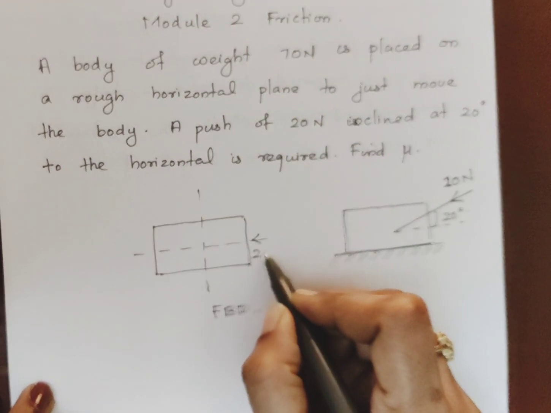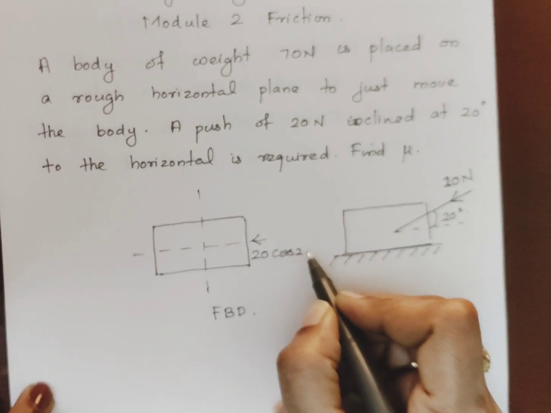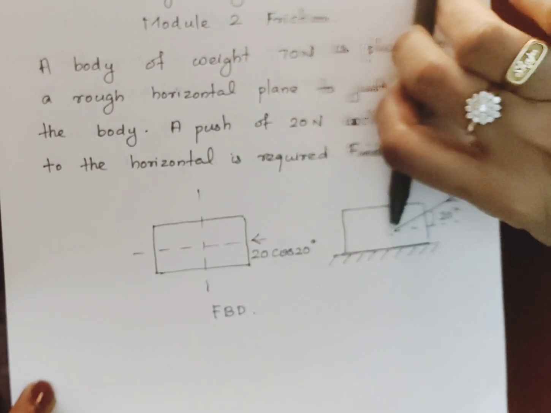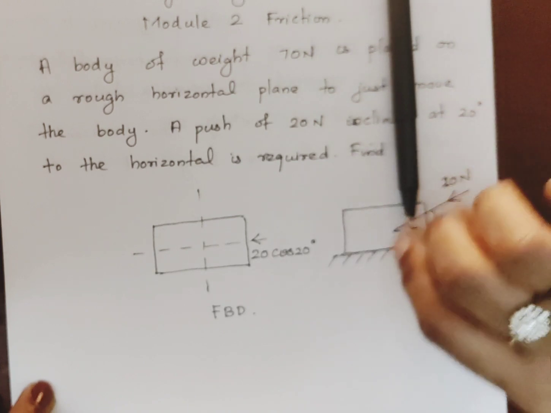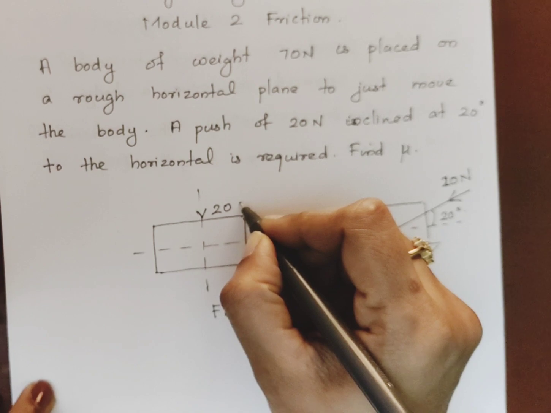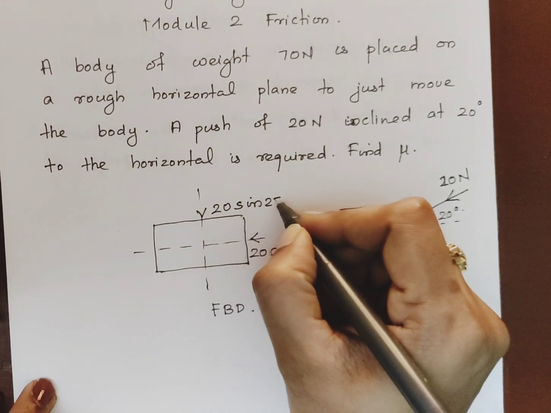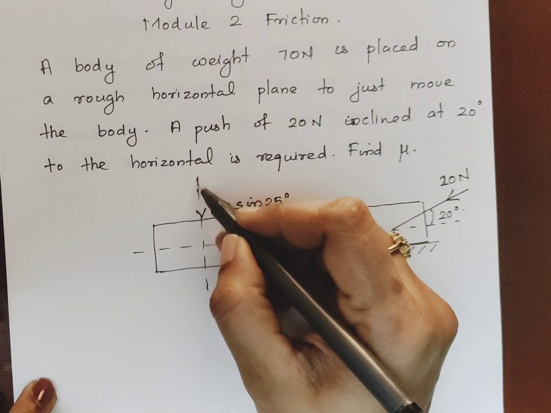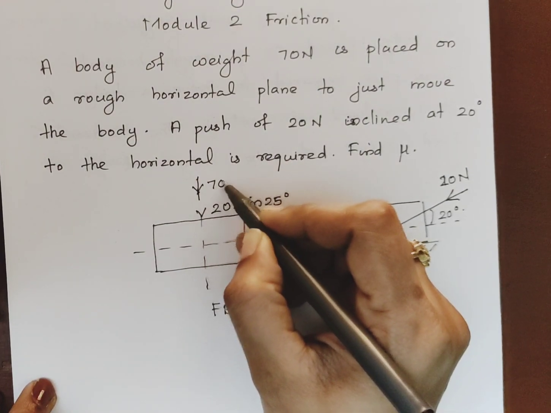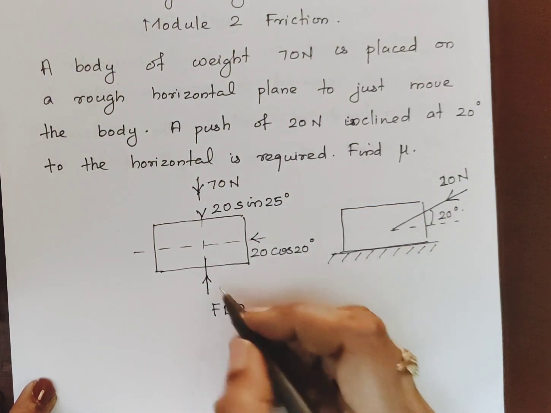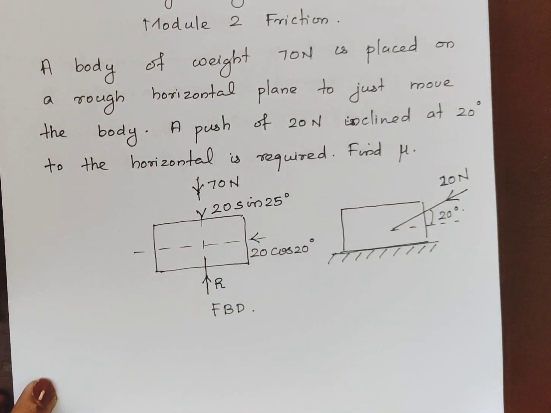Horizontal component is 20 cos 20 degree. And now the vertical component. So this is the vertical component, direction is downward. So the vertical component is 20 sine 20 degree. So now the weight of the block is acting downward, that is 70 Newton. So there will be reaction exerted by the surface. Reaction is represented as capital R.